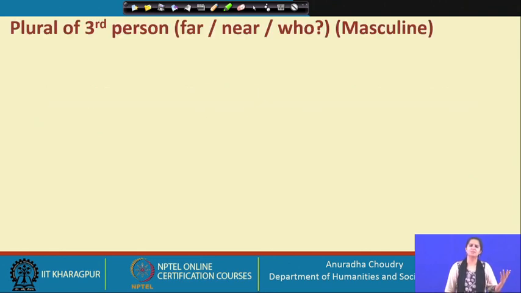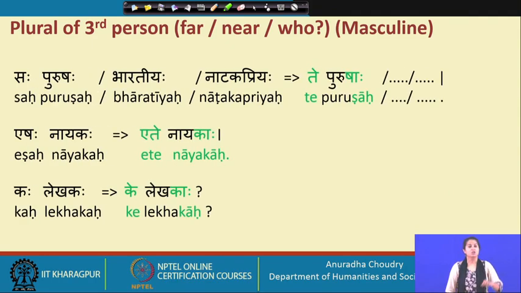So we've looked at the third persons in our previous sessions. Can you try and recollect what they were? If a man is standing far, it'll be saha. If he's near, eshaha. And the question is kaha. So let's see what happens to that now. Saha. You have it there on the screen. It is te. What's the English? De. So that's an easy way to remember that the plural for third person in the masculine is de. Or te. It's not the da sound, but the ta.